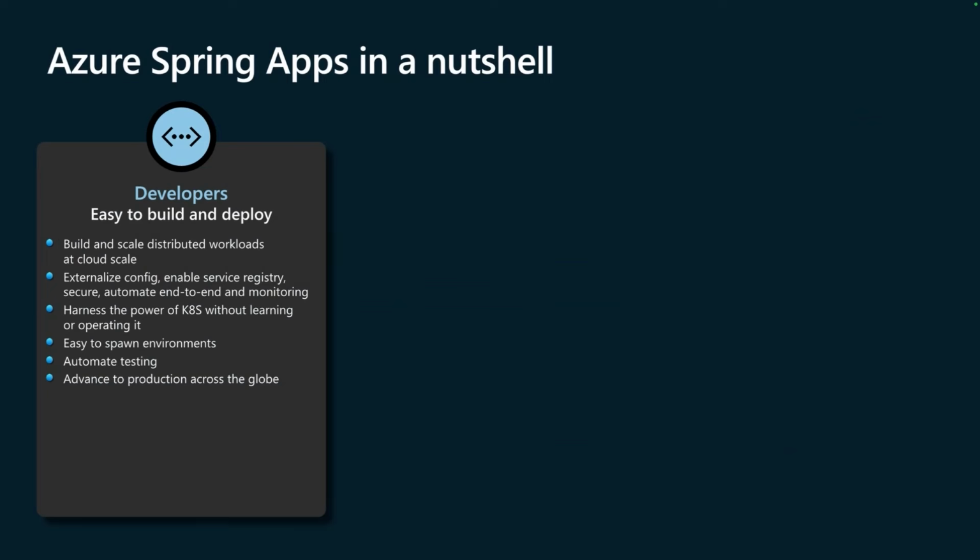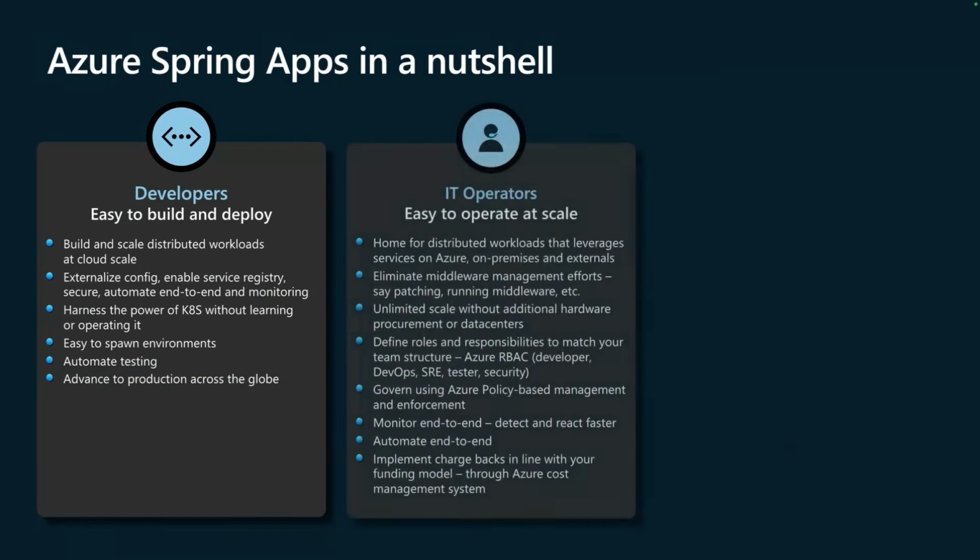If you are a developer, you can build and scale your workloads at cloud scale. You can easily apply cloud-friendly patterns such as configuration, service registration and discovery, automated patching, end-to-end discovery. You can get the full power of Kubernetes without having to deal with the knobs and the dials that Kubernetes gives you. You can create any number of environments with Azure Spring Apps Enterprise. You can have test environments and development environments, and you can advance them to production, and you can deploy this across the globe in all of the regions that Azure supports.